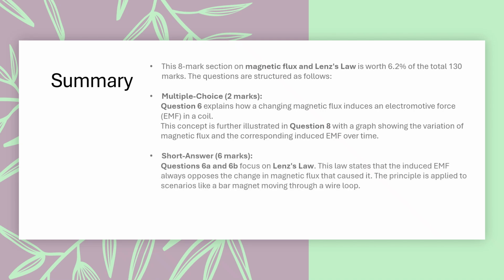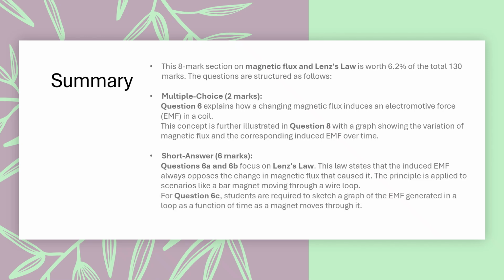Short answer, 6 marks. Questions 6a and 6b focus on Lenz's law. This law states that the induced EMF always opposes the change in magnetic flux that caused it. The principle is applied to scenarios like a bar magnet moving through a wire loop. For question 6c, students are required to sketch a graph of the EMF generated in a loop as a function of time as a magnet moves through it.